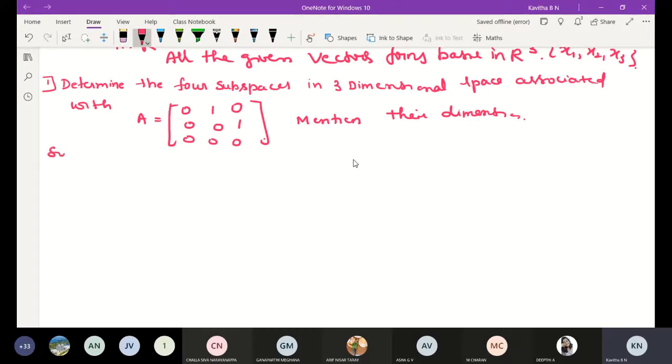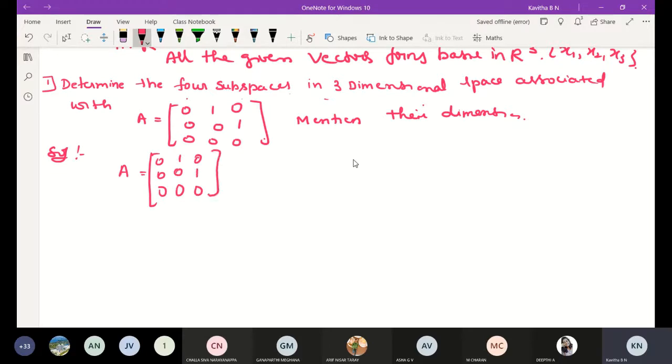Okay. Here, we have to write the four fundamental subspaces. We already discussed the four fundamental subspaces: column space, row space, null space, and left null space. Already I told this concept. Here we need to find the four subspaces in three-dimensional space. Write down the given matrix, A is equal to [0, 1, 0; 0, 0, 1; 0, 0, 0].